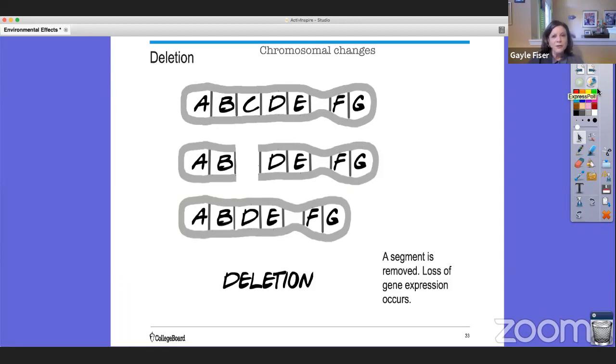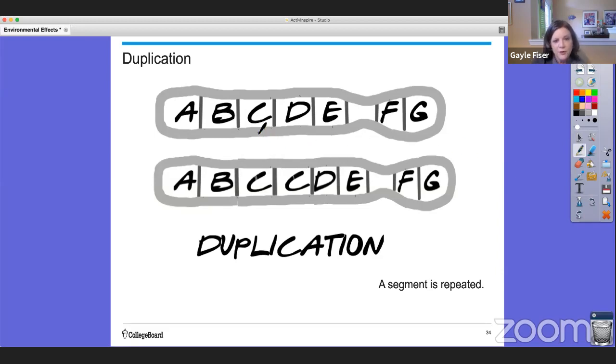All right, so now on to a new topic, chromosomal changes, and this is deletion. We have an A, B, C, D, E, F, and G, and if we were to take out this C, if it was a gene or a segment with several genes on it, then we're going to lose the gene expression that's happening right here. Deletion is a problem. The next one would be a duplication. If you see we have A, B, C, D, E, here's our C, but now we have a segment repeated. And we'll talk a little bit about that at the end.